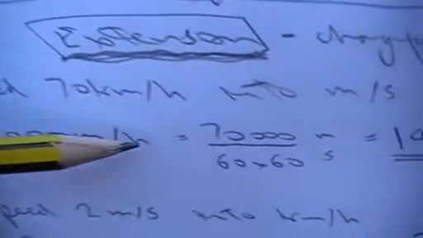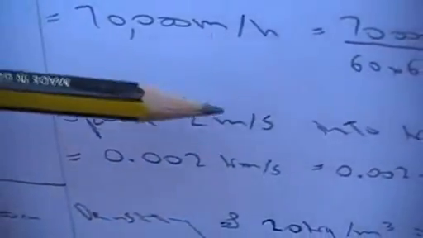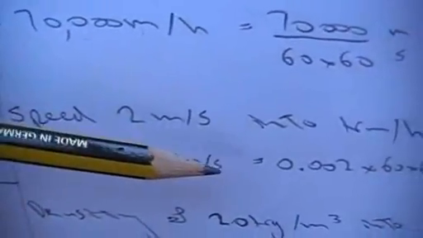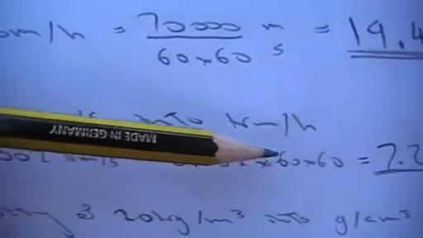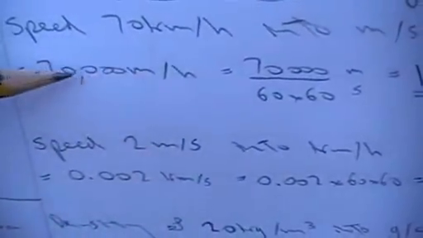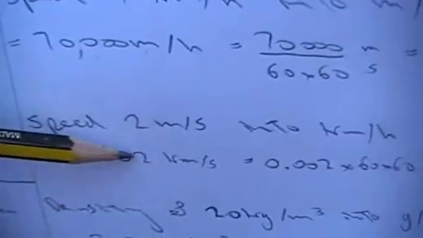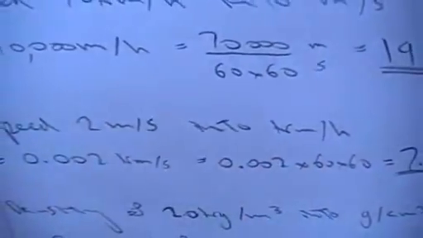Okay. So all we did was we changed our kilometres into metres and our hours into seconds. Now speed, 2 metres per second into kilometres per hour. So we change our metres into kilometres by dividing by 1,000, and our seconds into hours by multiplying by 60 and 60. So all we did to get, what's that, 7.2? Here, we multiplied by 1,000 and divided by 60 times 60. Here, going backwards, we divided by 1,000 and then multiplied by 60 by 60. So just do it one unit at a time.